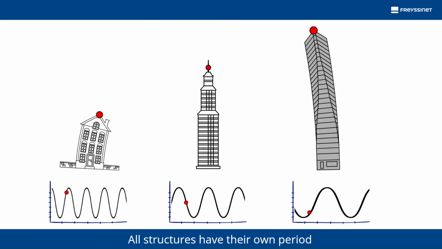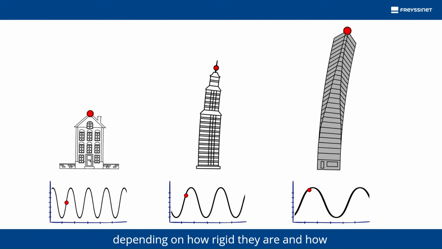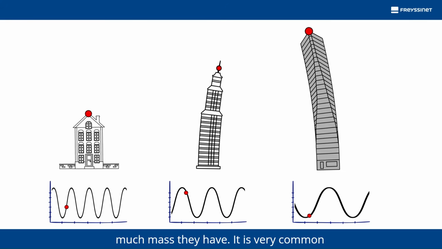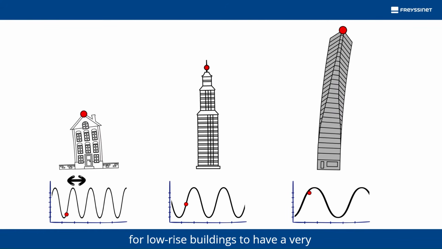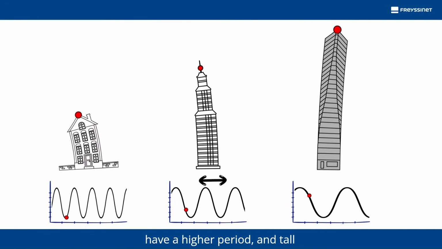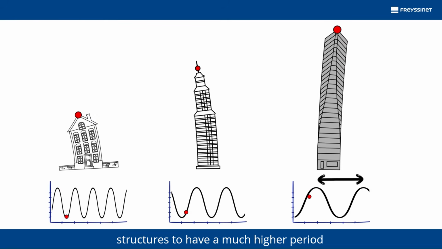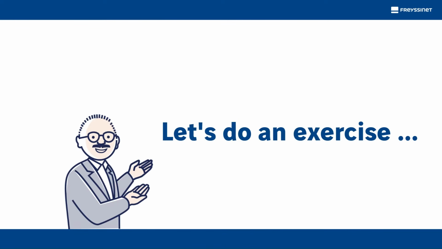All structures have their own period depending on how rigid they are and how much mass they have. It is very common for low-rise buildings to have a very short period, medium-sized structures to have a higher period, and tall structures to have a much higher period than the rest.